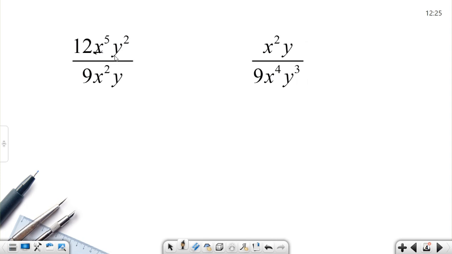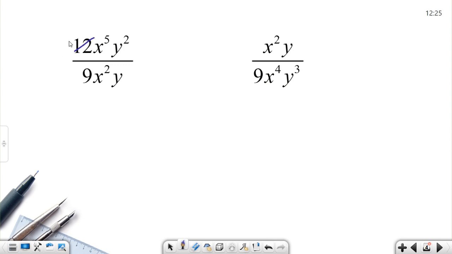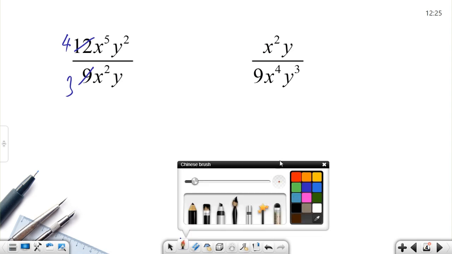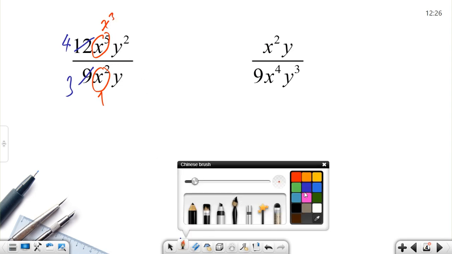There is another example. As you see, this time we have two different variables. So when we simplify, we can exploit common variables or like variables. 12 and 9 are divisible by 3. 12 divided by 3 is 4. 9 divided by 3 is 3. First, x to the power of 5 and x squared. The power of 5 is greater than the power of 2, so this will be 5 minus 2, which is 3. This will be x cubed.